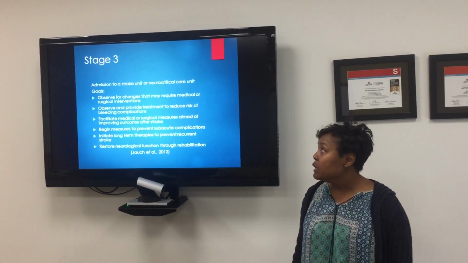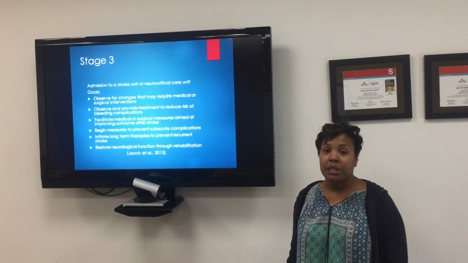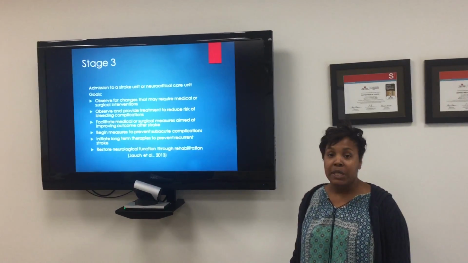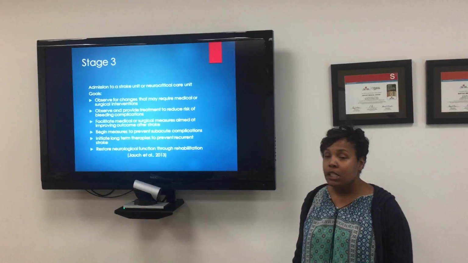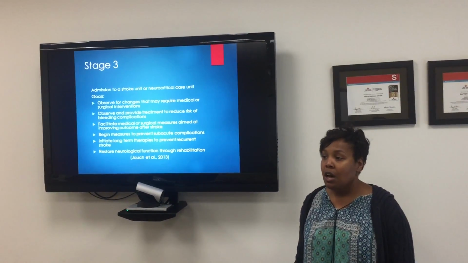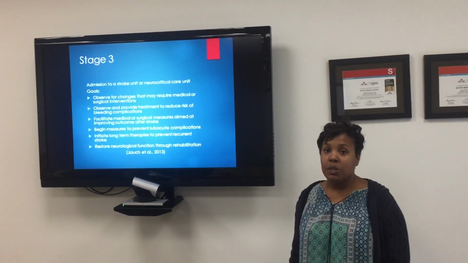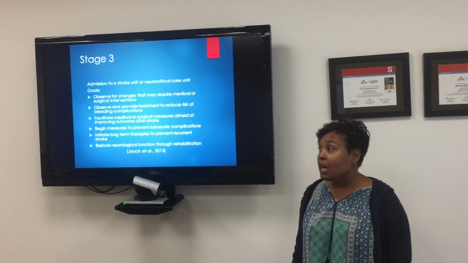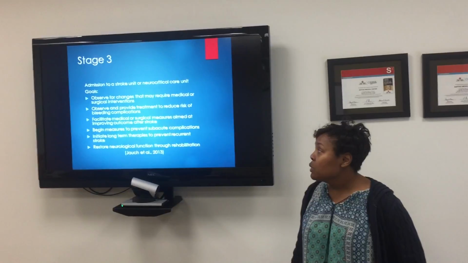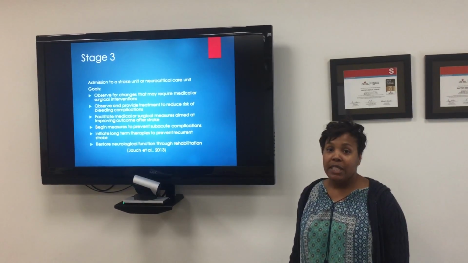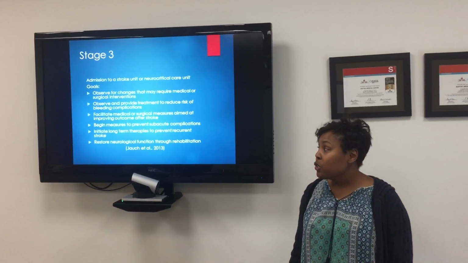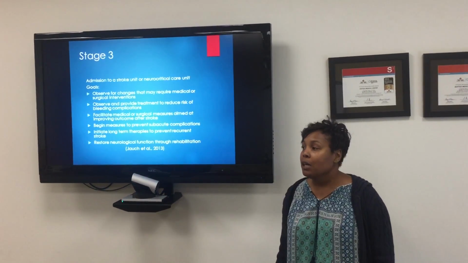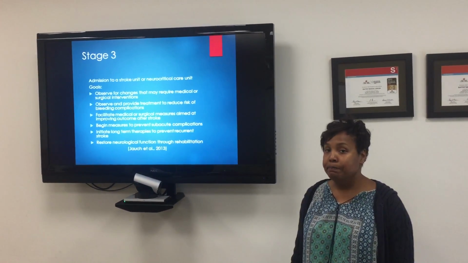to observe treatment to reduce the risk of any kind of bleeding complications. They are to begin measures that will prevent subacute complications, monitor blood glucose, monitor his blood pressure, monitor his vital signs, facilitate medical surgical measures aimed at improving the outcome of the stroke, and to restore neurological function through rehabilitation.